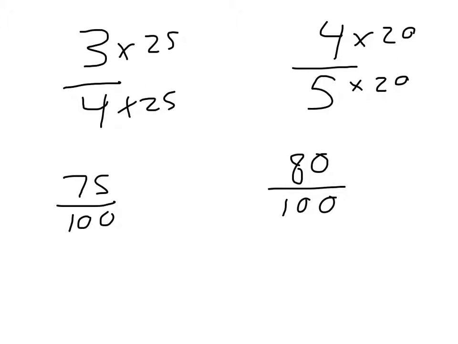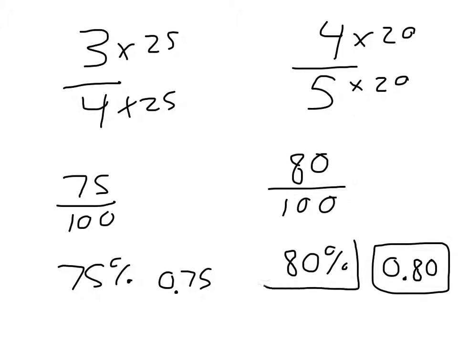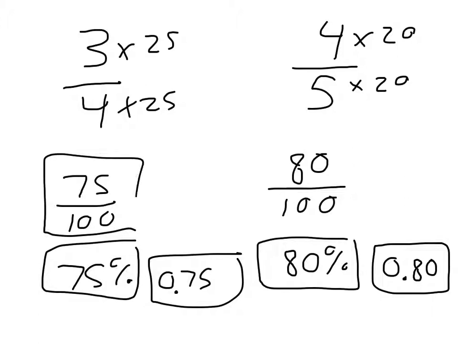And because these are 100ths, I can write it as a percent. So 75 100ths is the same as 75%. 80 100ths is the same as 80%. If I wanted, I could also write it easily as a decimal because it's hundredths. I could have written 75 hundredths or 80 hundredths. So this is why we use percents. They're really convenient. It's a really convenient way to compare amounts.